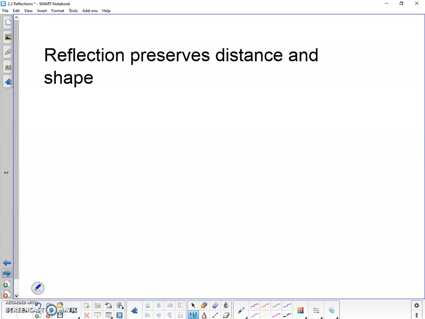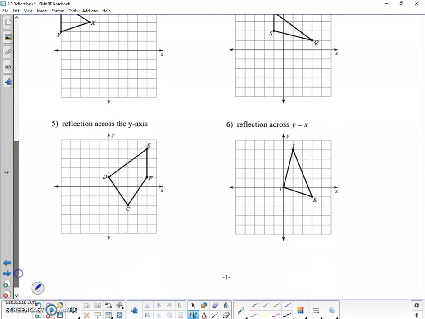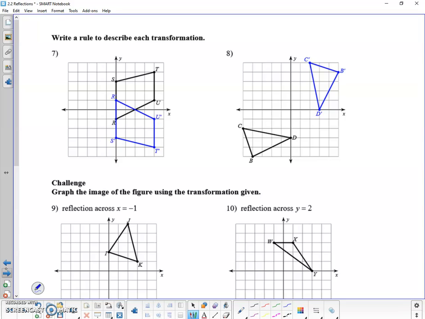So we talked about that already. There's a check for understanding in there. The first part tells you what you're reflecting across, and you have to mark the other shape. The second part of this is writing the rule. It'll give you the shape and its pre-image, or the image and its pre-image, and you have to tell me which line it reflected across. So all you need to put in there is reflect across whatever line.